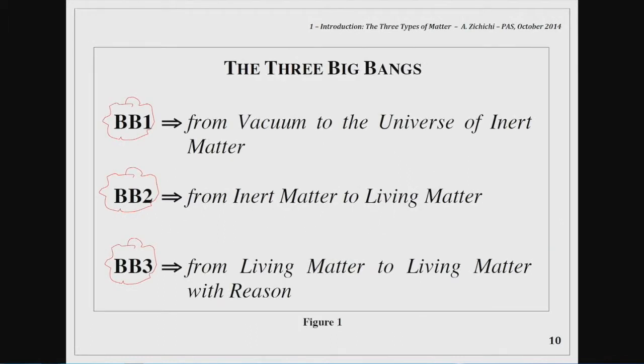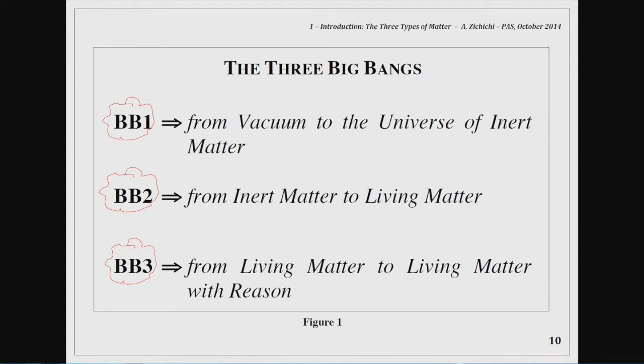big bangs. The three big bangs are BB1, from vacuum to the universe of inert matter. If life was not there, this universe would be exactly the same. BB2 goes from inert matter to living matter. This Big Bang 2 is at present studied in very many laboratories in the world. Some of them are secret labs.